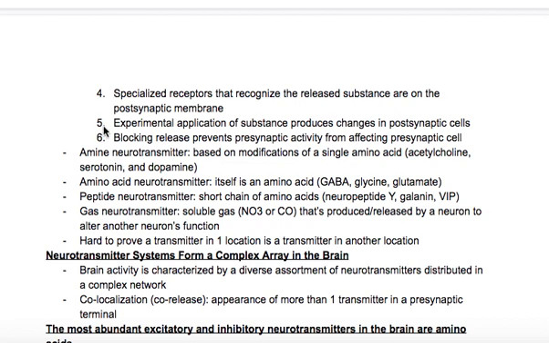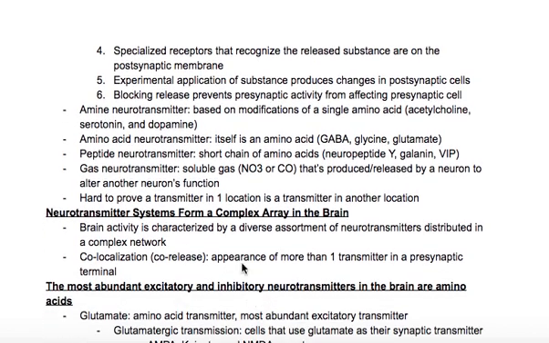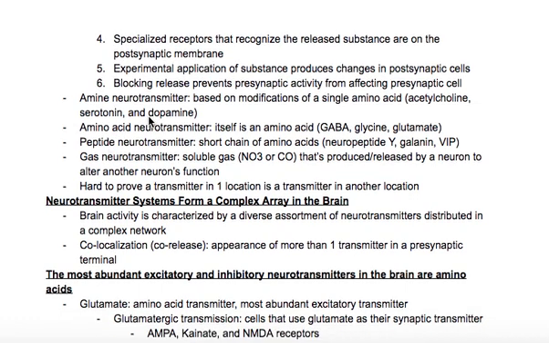Then there are multiple different types of neurotransmitters. These are the general categories, which will be discussed in more detail later. The first being amine neurotransmitters, which are based on modifications of a single amino acid. These include acetylcholine, serotonin, and dopamine, just some of the amine neurotransmitters. And then there are amino acid neurotransmitters, which are themselves just an amino acid, and include GABA, glycine, and glutamate.